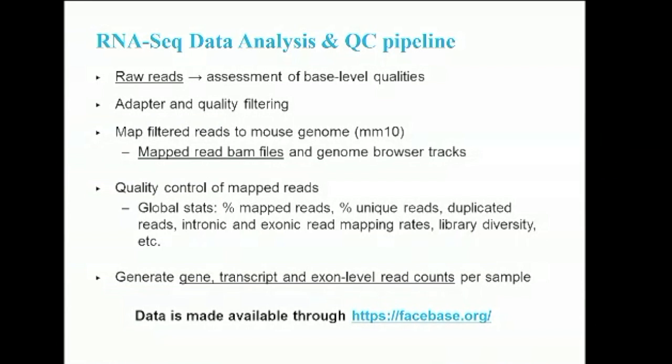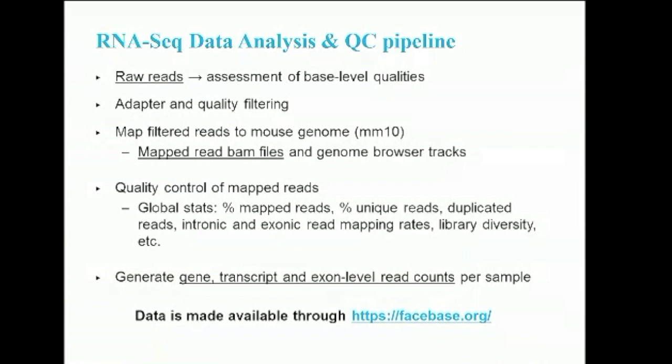So as I was going through, we do quality assessment at the raw read level, which is shown here on top, and adapter quality filtering. We map the reads to the mouse genome, so the current version is MM10. We produce mapped-read BAM files. At the mapped-read level, we also do quality control, so we generate a number of statistics so that we can check whether the data is consistently generated across all the different suture types. And finally, we generate gene, transcript, and exon-level read counts for each sample, and we make these data available through the FaceBase website.